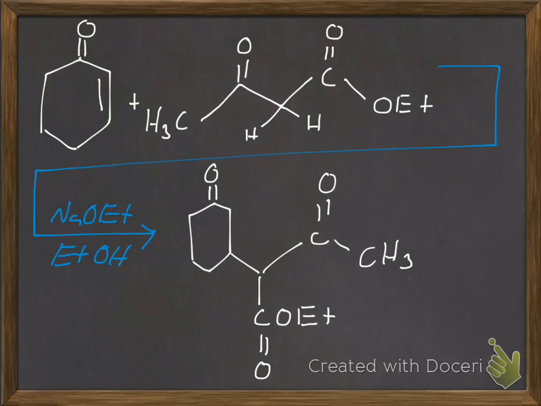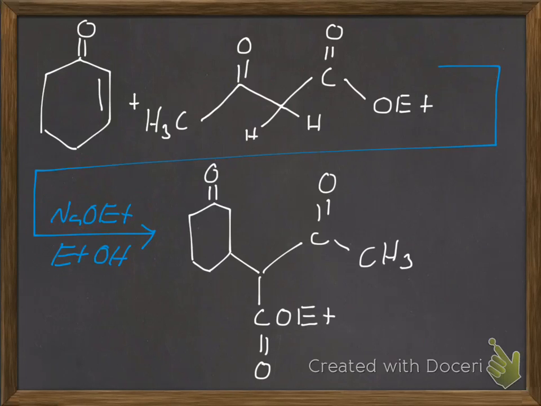So at this point, we're going to need to do something to this molecule in order to facilitate the Michael addition. We need to make one of these carbons a carbanion. So let's look at the reagents we're going to use to see what is going to facilitate this. Well, we have here sodium ethoxide and ethanol.